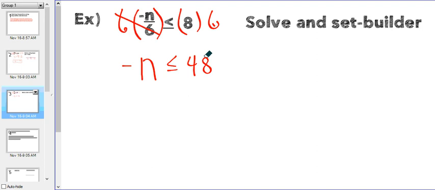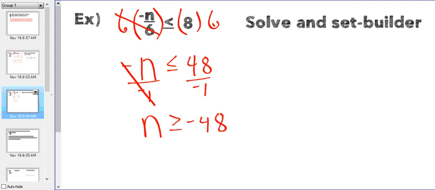I don't want -n, I want regular positive n, so I could divide everything by -1. Cancels the negative, now I've got n. I just divided by -1, right? I'm the one that wrote that in. I did that so I could solve the equation. So that is when I need to flip the direction of my inequality to a greater than or equal to, and -48 on the other side. Box that, that's my answer.